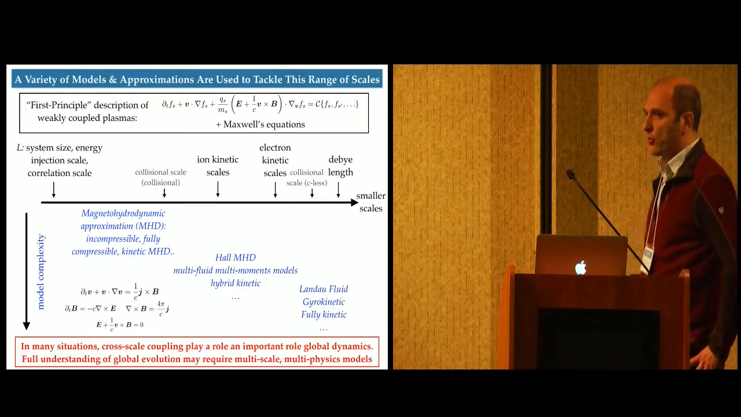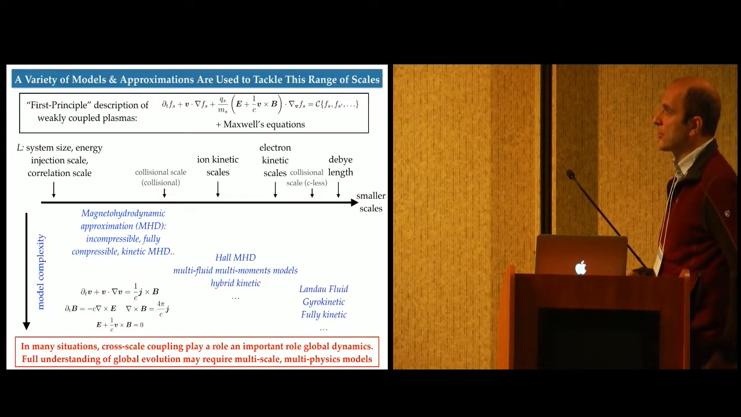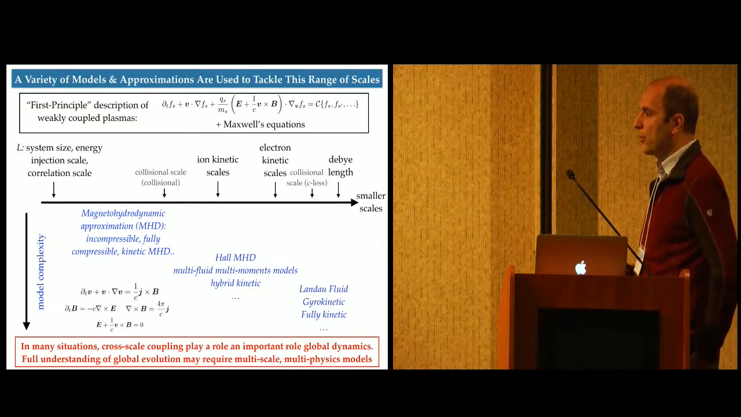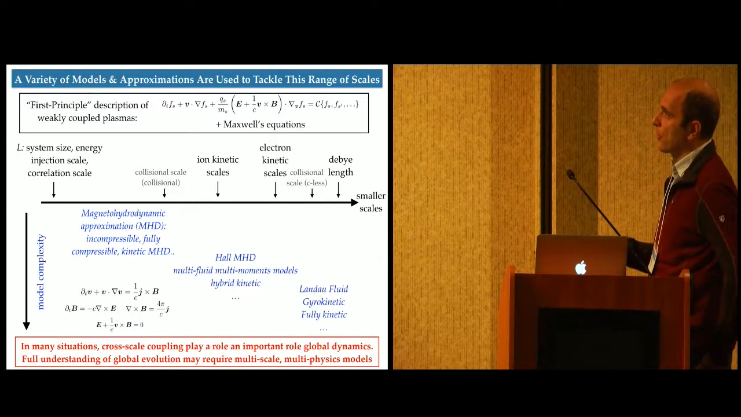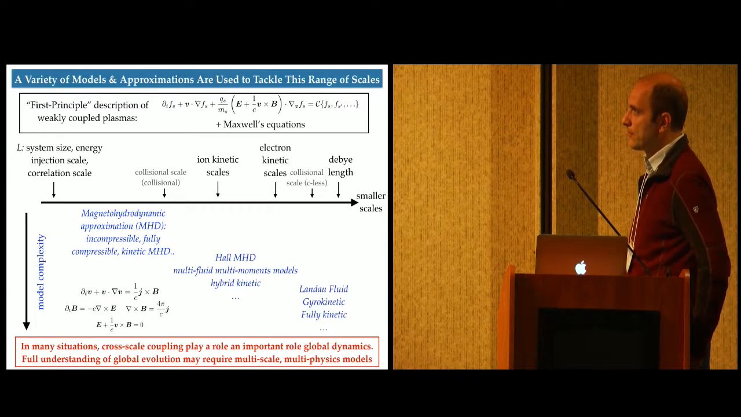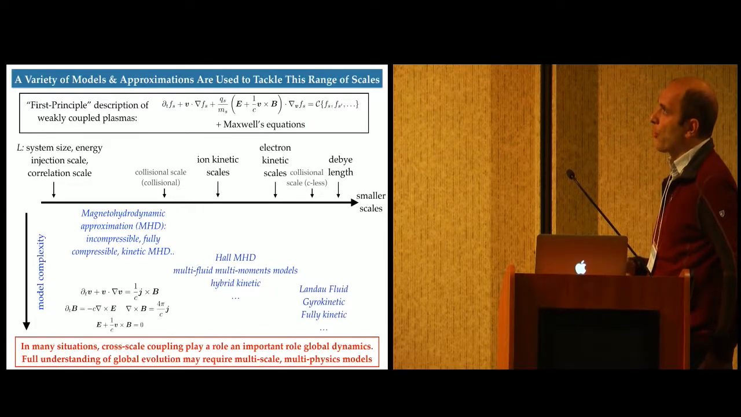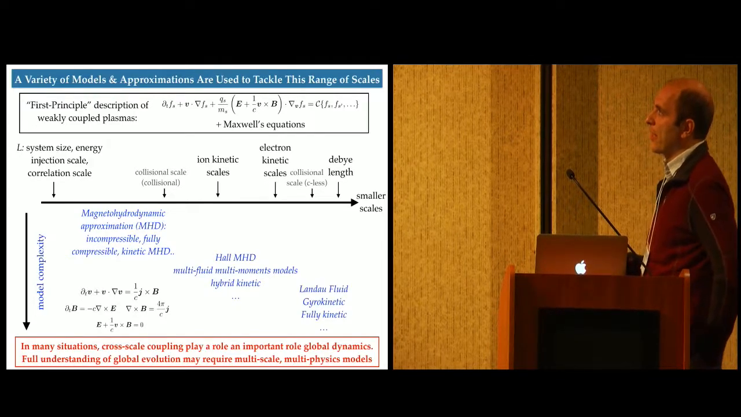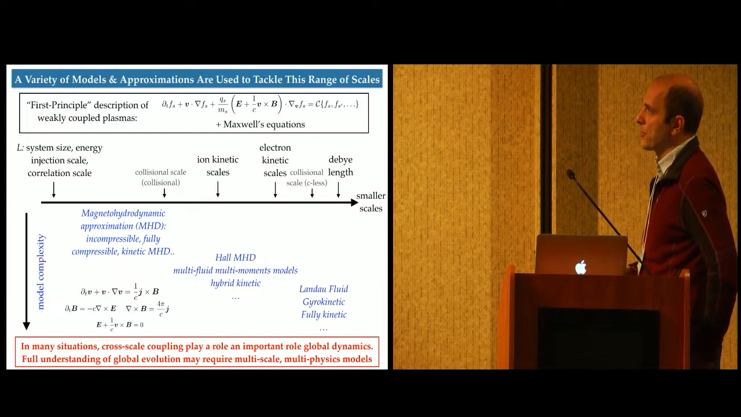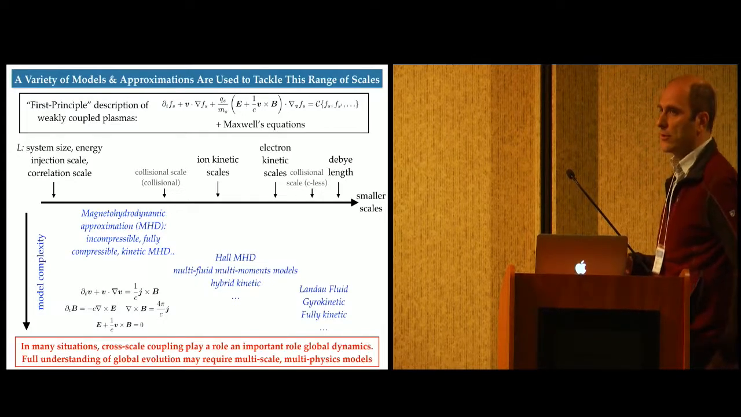Plasmas are characterized in general by rather large separation of scales. For the systems we are looking at, there is at least 6-8 orders of magnitude in scale separation between the system size and the smallest internal plasma scales. And the model that is universally valid across all of those scales is a Vlasov-Maxwell or Boltzmann-Maxwell system. So there is a 6-dimensional PDE coupled to a full set of Maxwell's equations. And of course, this is impossible to solve over the whole range of scales.